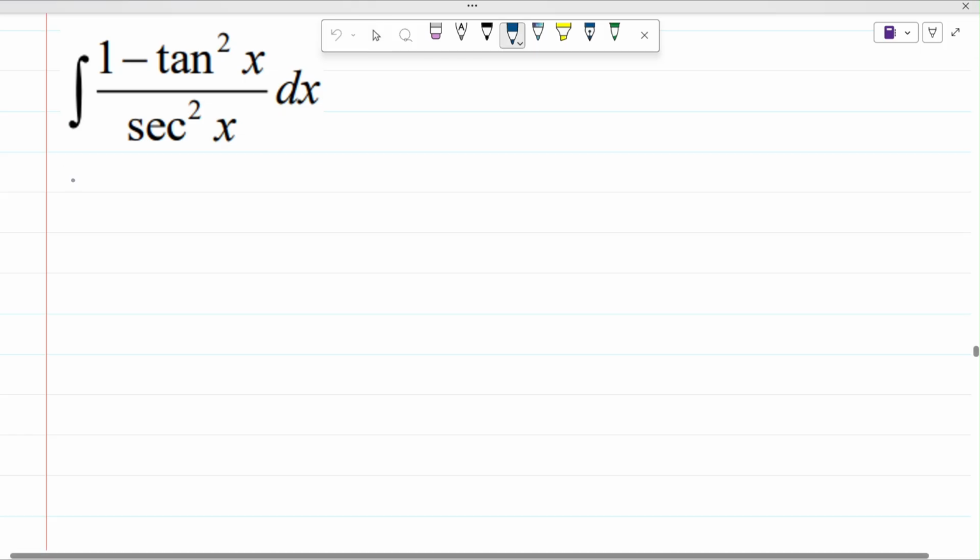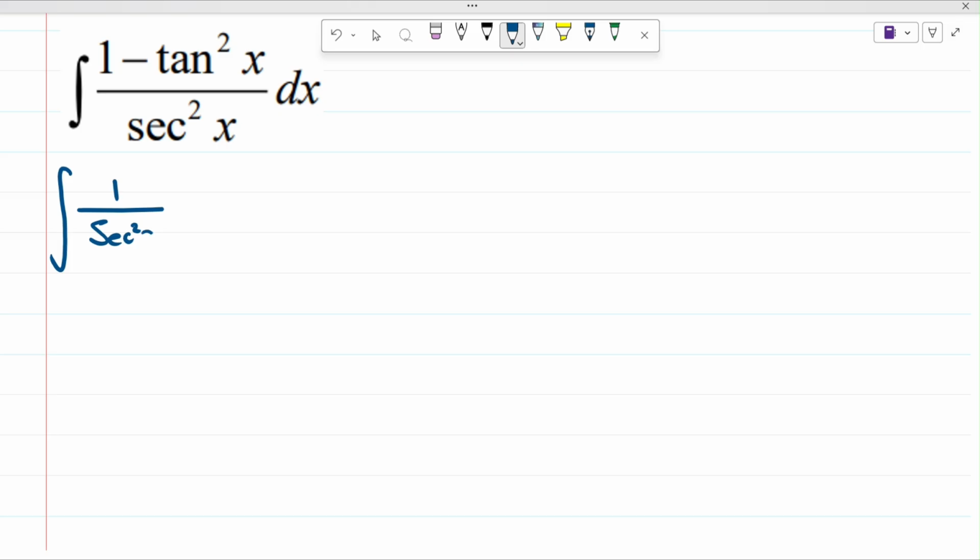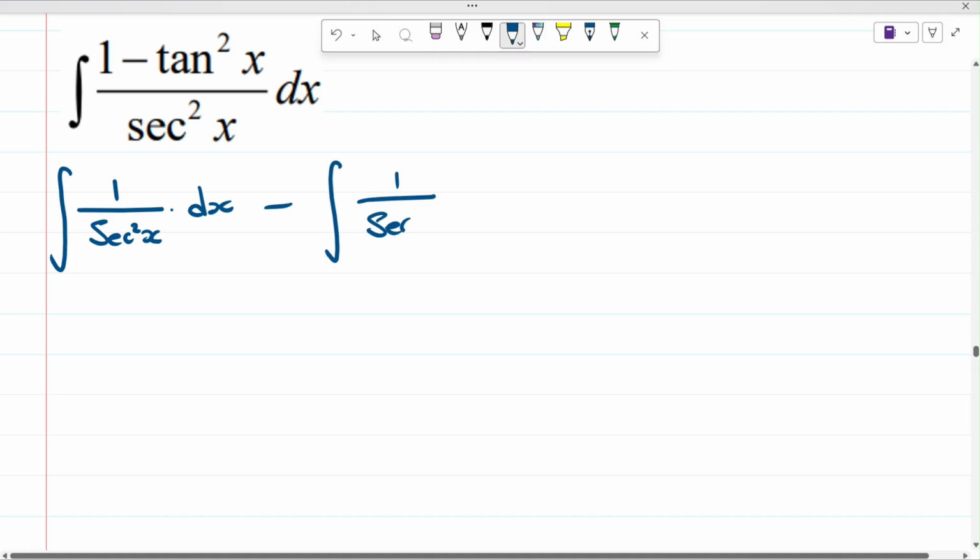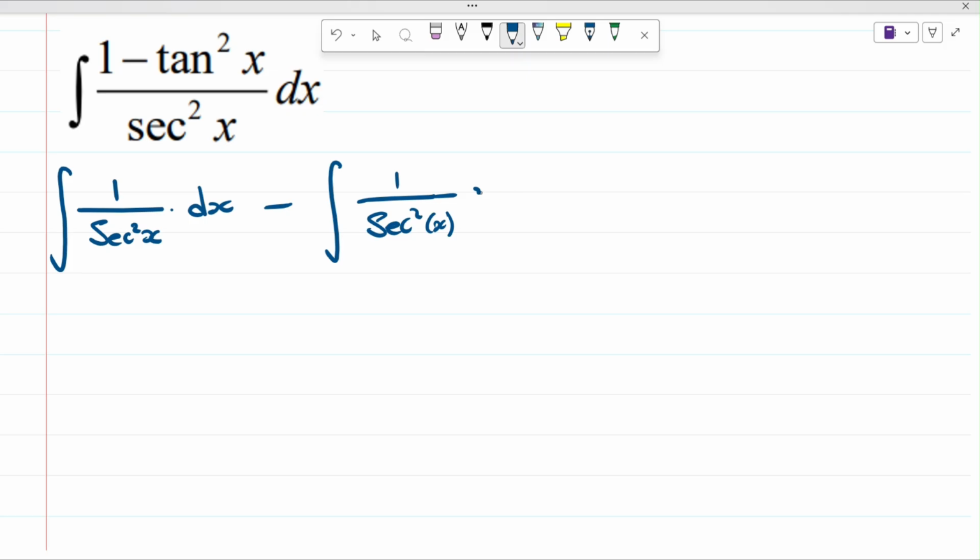Guys, one more thing, please be reminded to pause the video there so that you can work out this problem on your own and then resume later to check the memo, of course. So here's how it's gonna go. So this is gonna be the integral of 1 over sec squared of x dx minus the integral of 1 over sec squared of x multiplied by tan squared of x dx.